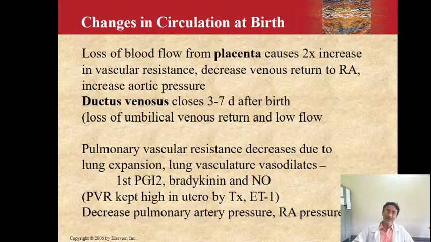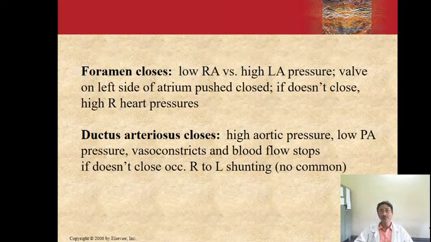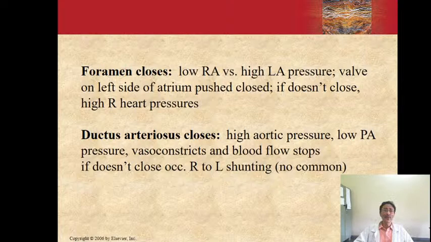When the pulmonary vascular resistance is reduced, it becomes a low pressure area, and this decreases the pulmonary artery pressure, and the right atrial pressure also falls. So what was very high in intrauterine life, where the pulmonary artery pressure was high and the right atrial pressure was high, has now suddenly fallen down. The foramen ovale also closes.